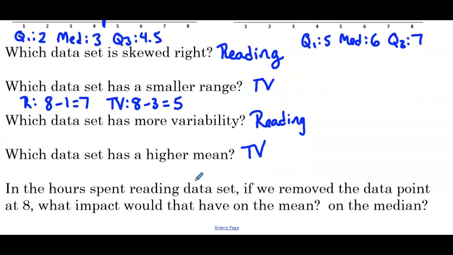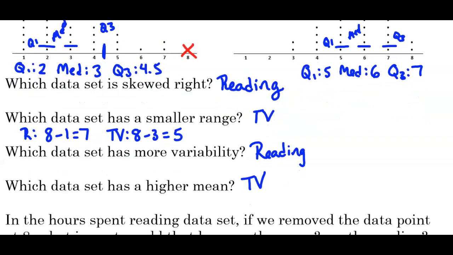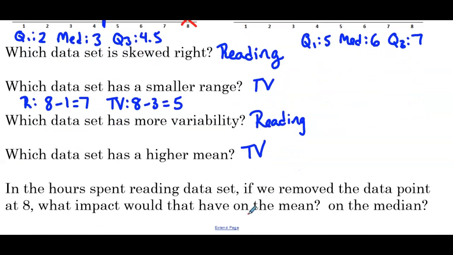In the hours spent reading data set, if we remove the data point at 8, what impact would that have on the mean and on the median? Okay, so we're removing 8. Well, what effect is that going to have on the mean? Well, 8 was the farthest data point in the tail, and that would pull the mean the most to the right. So if we remove it, the mean's not going to be pulled to the right as much. So the mean's going to go back a little bit towards the median. So the mean without the data point at 8 would be lower, right? So the new mean would be lower.